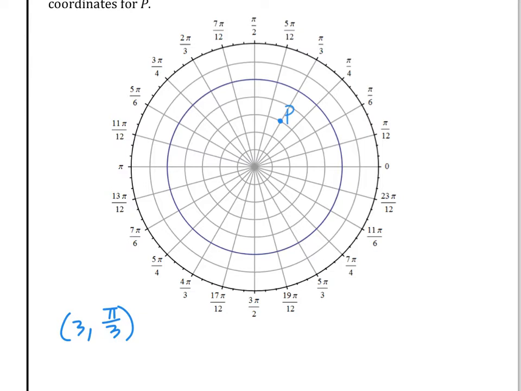What's another way to get to this point? So I went 3 pi over 3. What's another way to get to this point? 4 pi over 3? Not 4 pi over 3. 4 pi over 3 is going to be here. Negative how much? 5 pi over 3.